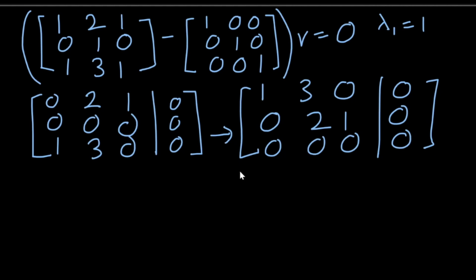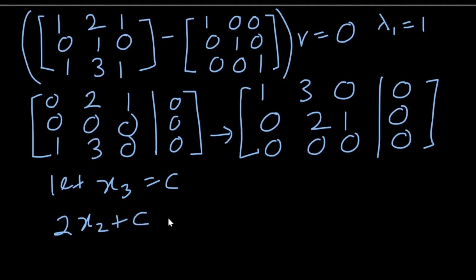Because there are no values for x3, I would let x3 be c. So from the second row, using back substitution, I have 2x2 plus x3, which is c, equals 0. So x2 would be negative c over 2.